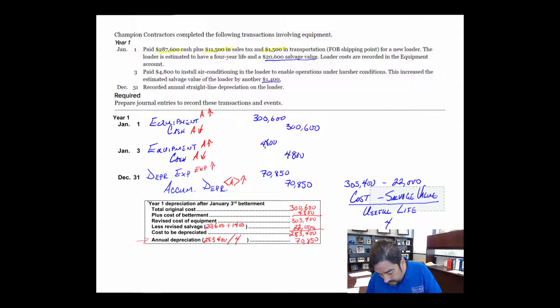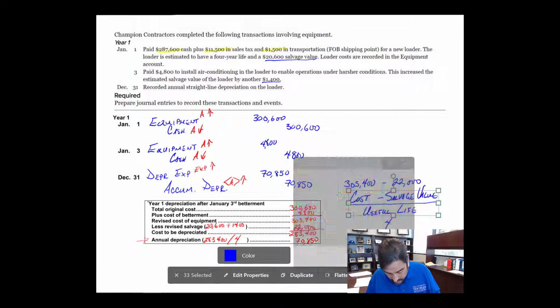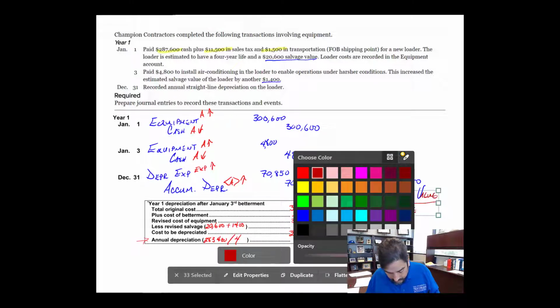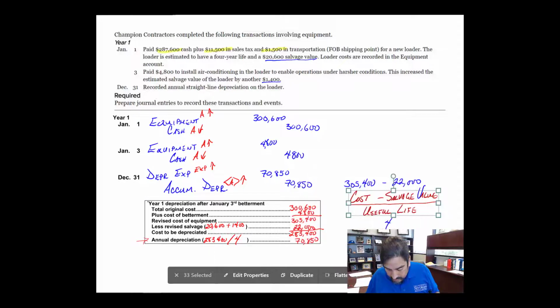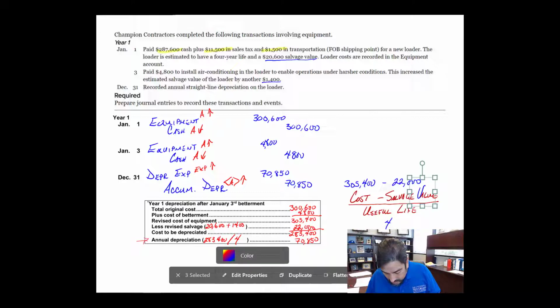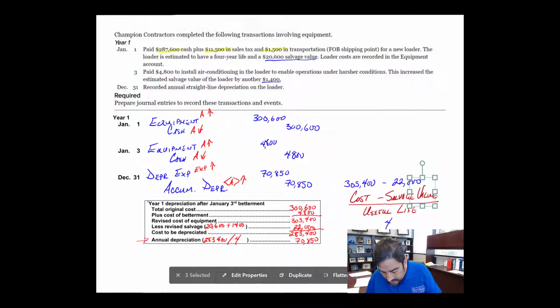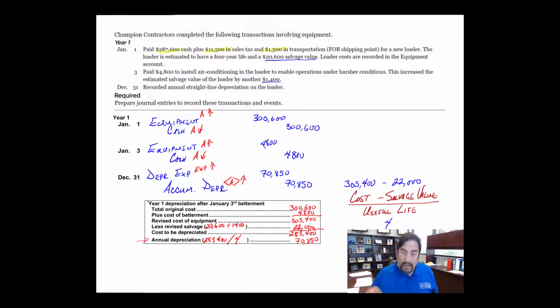Let's see if I can change this color. I don't remember what color I chose. Oh, there we go. Or you can use that formula that I just changed the color on. And I use that formula because that's what we saw in the slides when we talked about this in the class lecture. Next.